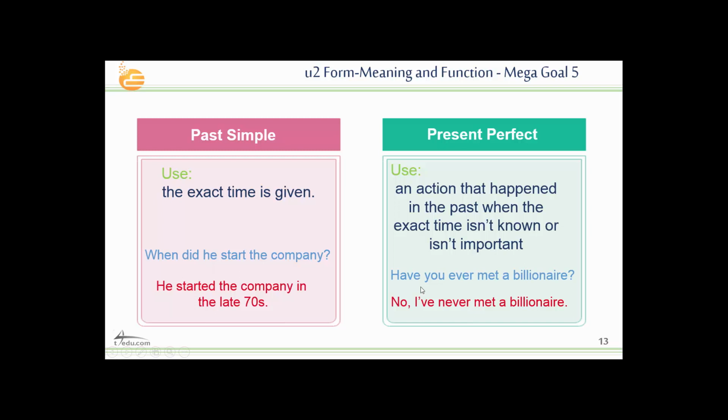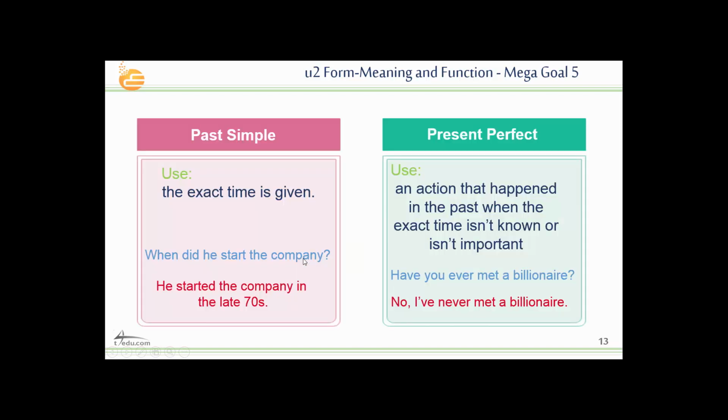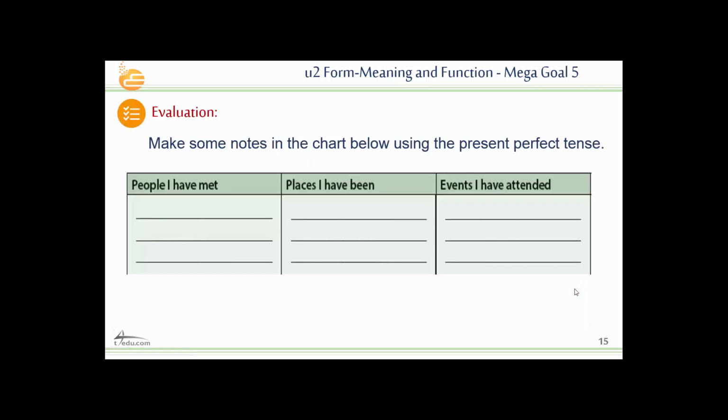Okay, now what are the time expressions that come with present perfect? We have since and for. Also we have yet, so far, ever, never, already, recently, lately, once, twice. In the previous example we have: have you ever. We use ever here to indicate the present perfect, and it's used in the question.